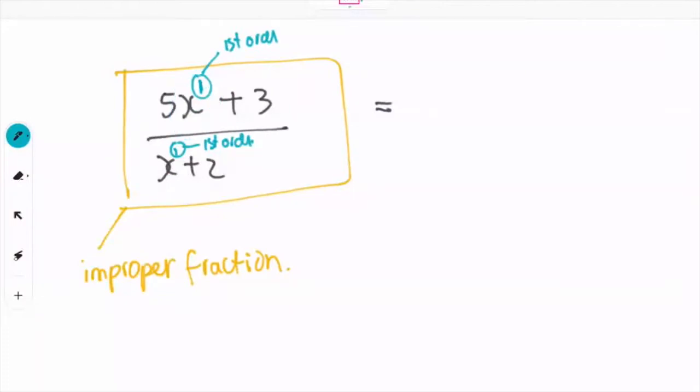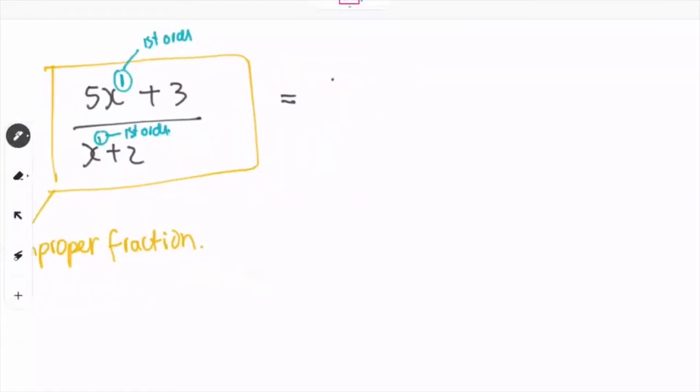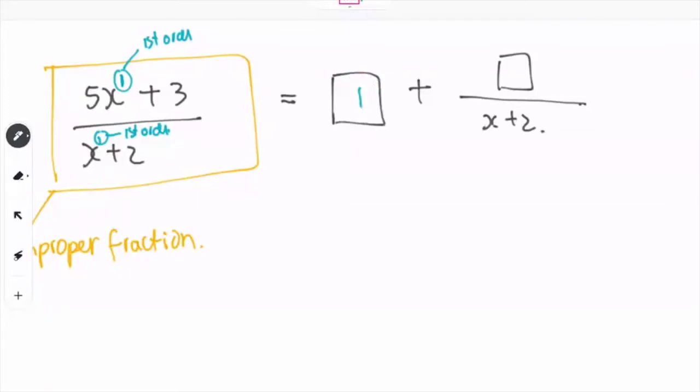Oh, okay. You must change it into proper fraction. How to change it into proper fraction? You get something plus something over x plus 2. Yes, you know how to do this? Try. 1 plus. Okay, we do together here.